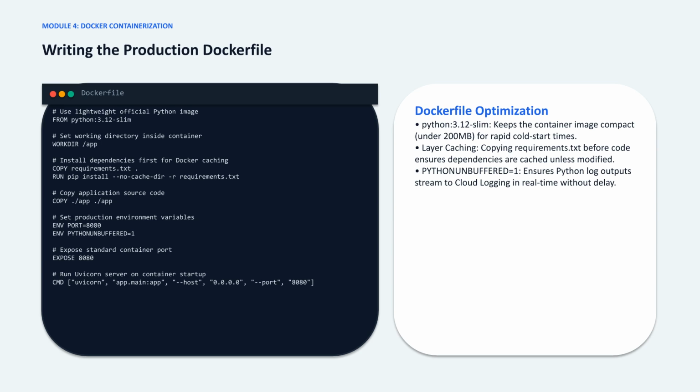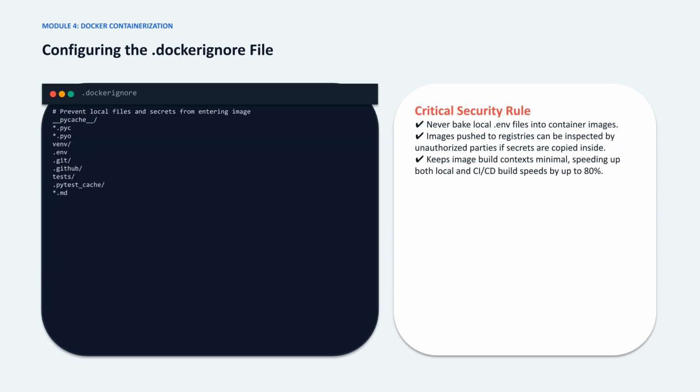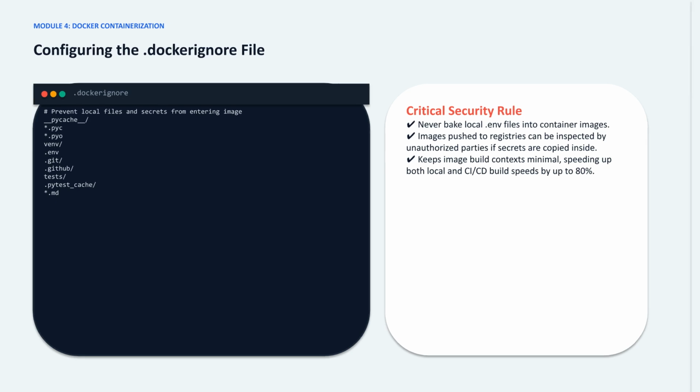We use a slim Python image to keep our footprint small and fast. By copying our requirements files separately before the rest of the code, we leverage Docker's layer caching to speed up builds significantly. Don't forget the .dockerignore file. It is a critical security step to ensure your local environment files, Git metadata, and sensitive .env secrets are never baked into the container image. This keeps your image secure and lean.